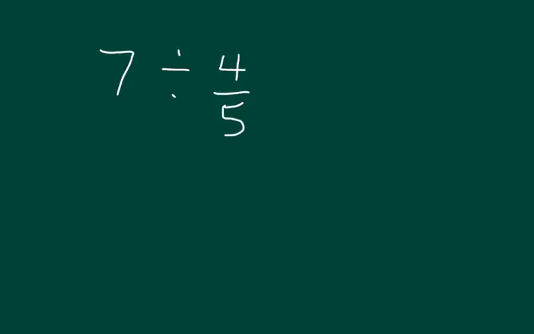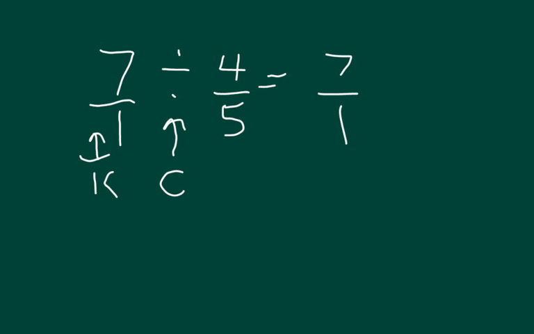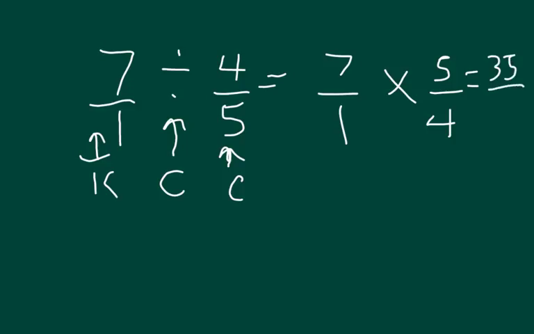Okay, if we have the whole number 7 divided by 4/5, I'm just going to make it a fraction. And now it's just like the last lesson. So we'll remember to keep that, change division. So it's 7/1, division to multiplication, and change 4/5 to 5/4. And we can't do any reducing before we multiply on this one, so 7 times 5 is 35. 1 times 4 is 4.